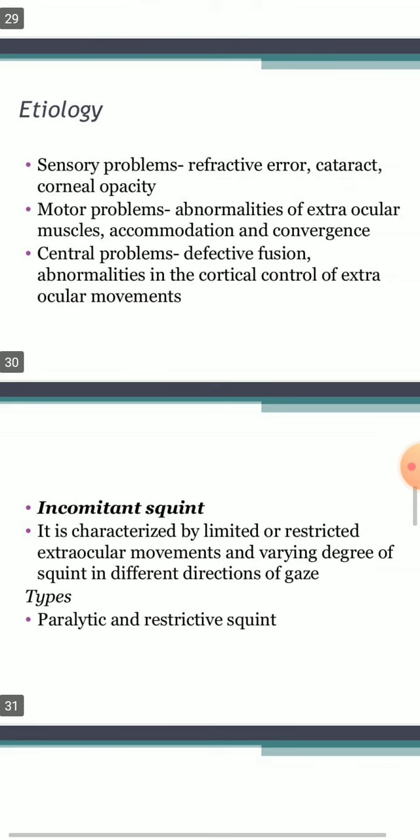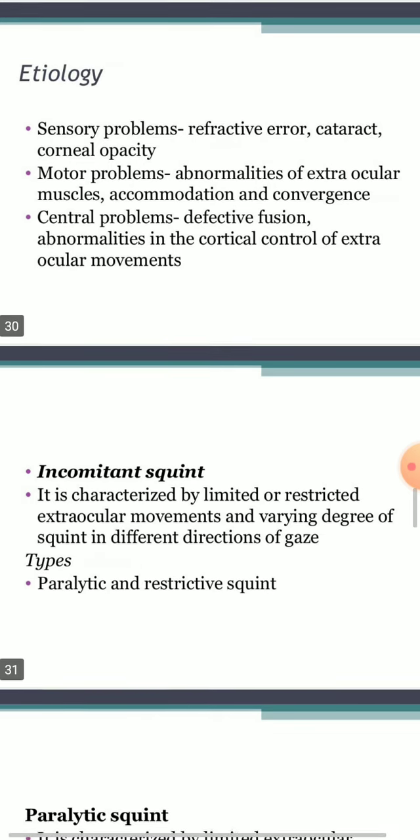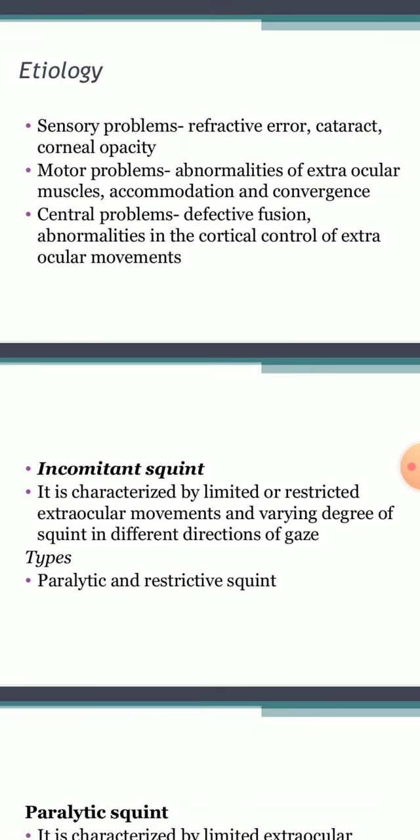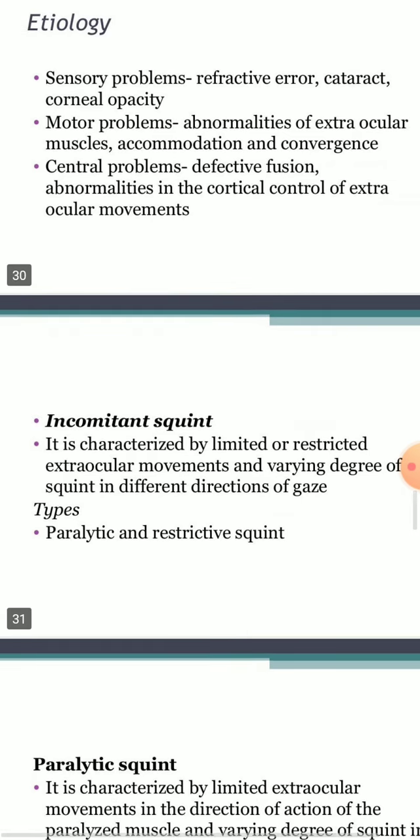Etiology: sensory problem, refractive error, cataract, corneal opacity. Motor problem, abnormalities of extraocular muscles, accommodation and convergence. Center problem, defective fusion, abnormality in the cortical control of extraocular movement.